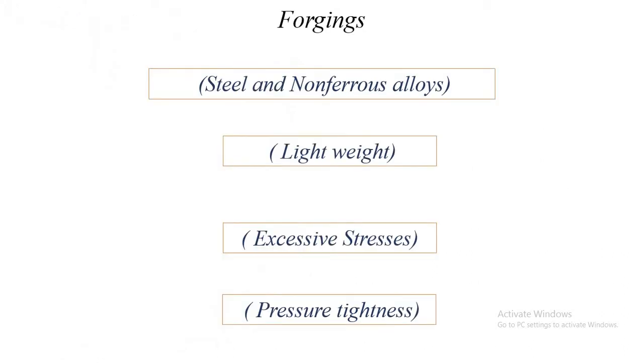Forgings. The common materials which are used for forged components are steel and non-ferrous alloys. Engine mounts, brackets, piston pin, connecting rod, etc. are few examples of forged components. It is found that components which are subjected to motion are usually light in weight. Example, connecting rod which is forged. Components that are subjected to excessive stresses like aircraft structures are also forged. And components where there is a need for pressure tightness like valve bodies are also forged.